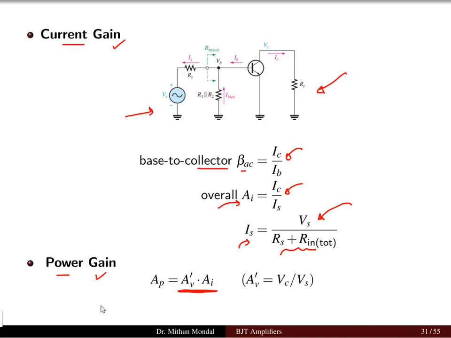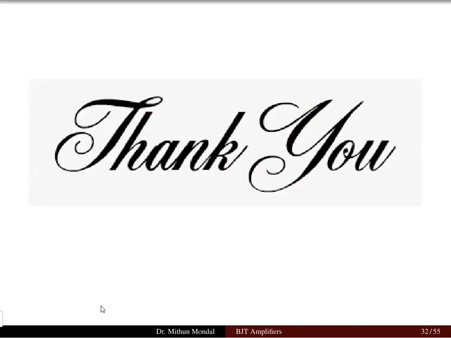The power gain is nothing but the product of the voltage gain and the current gain. We have already obtained the total voltage gain of the amplifier and the current gain, IC by IS. If you multiply them, then we get the power gain. So the power gain is the product of voltage gain and current gain, because AV dash is basically VC by Vs. So this completes our discussion on the common emitter amplifier circuit.